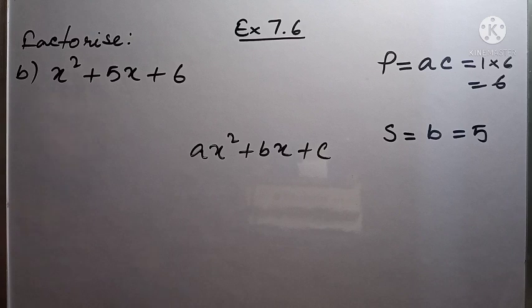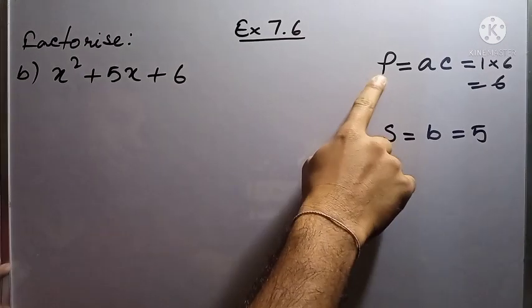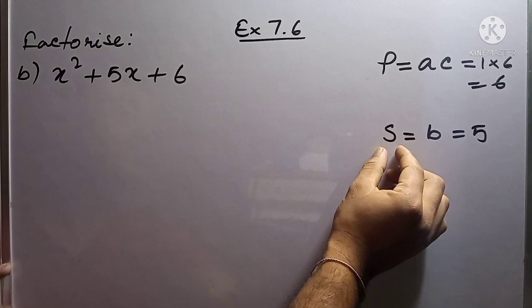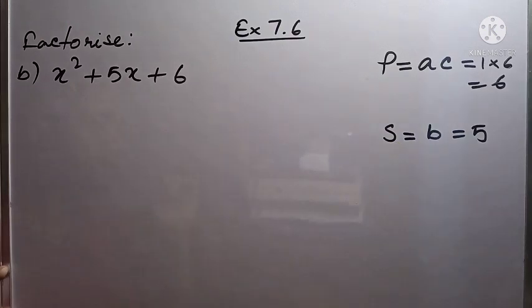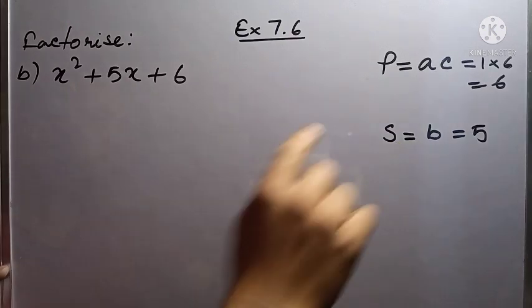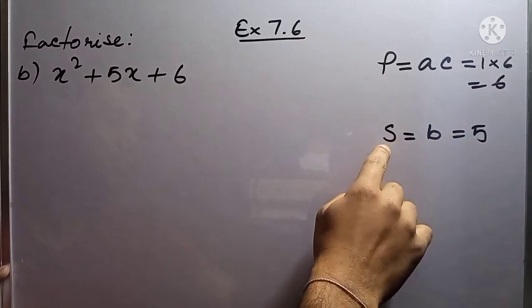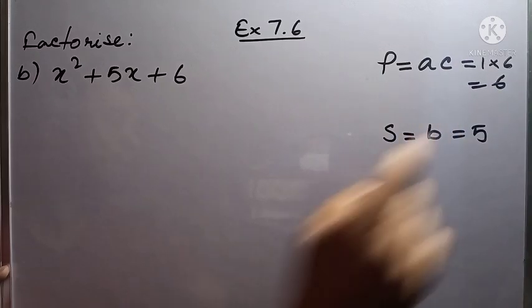Okay. So how are we going to find those two numbers? Here we'll see like this. Product of the two numbers is 6, and the sum of those two numbers is 5. Let me repeat. We're going to find the two numbers whose product is 6, and the sum of those two numbers is again how much? 5. Okay, let us see.